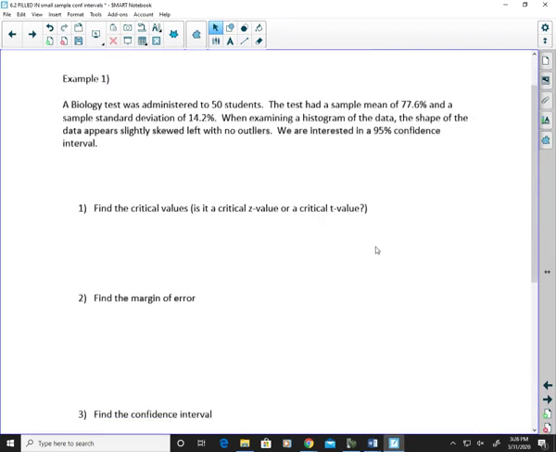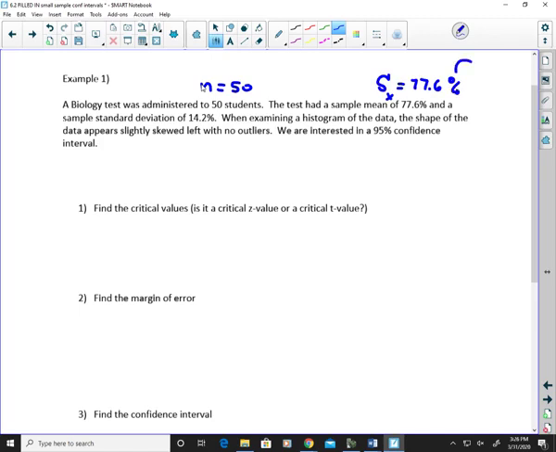So let's see what we have here. We have a biology test. It was administered to 50 students. So we have N equal to 50. The test had a sample mean of 77.6%. So in this, you can keep it as 77.6. If you want to use units, your units will be percent. Okay, so if we want to keep it as a percent, we can. And a sample standard deviation of 14.2%.